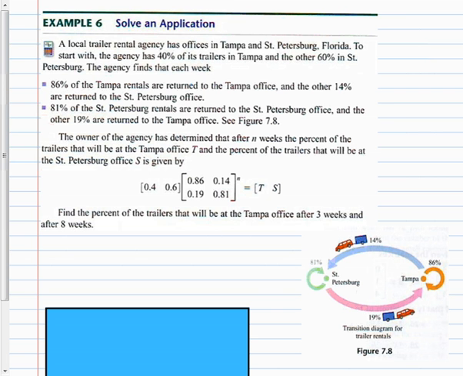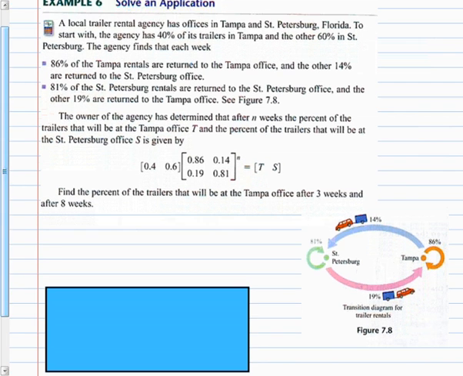A local rental agency has offices in Tampa and St. Petersburg, Florida. To start with, the agency has 40% of its trailers in Tampa. The other 60% happen to be in St. Petersburg. So right down here is a matrix that represents that. Tampa trailers, 40% of them. St. Petersburg, 60% of them.